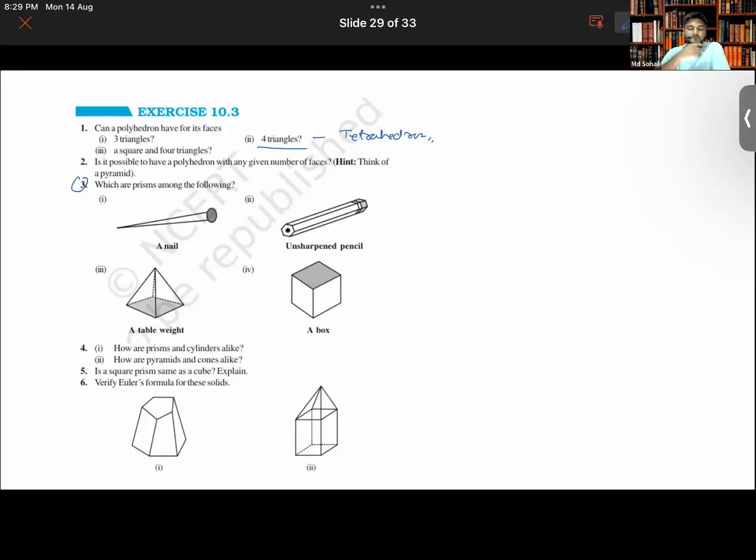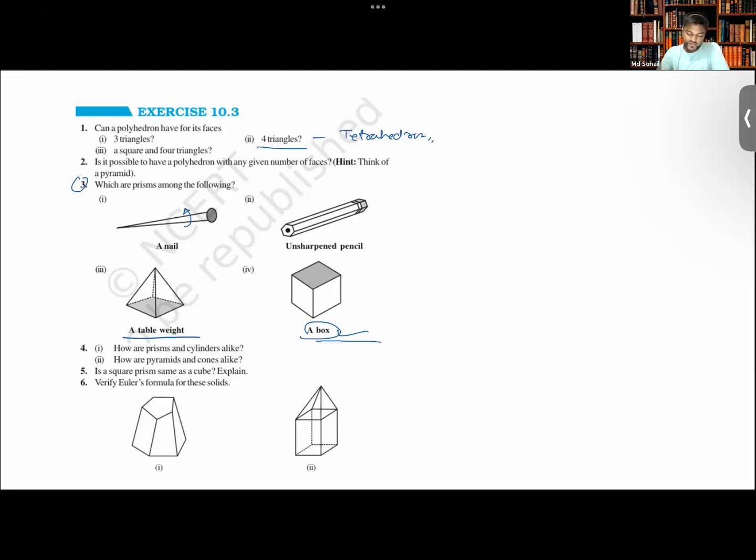A cube here, a box, this table as well. It is also a prism. It has two parallel squares. The base and top are parallel here, right? Okay.